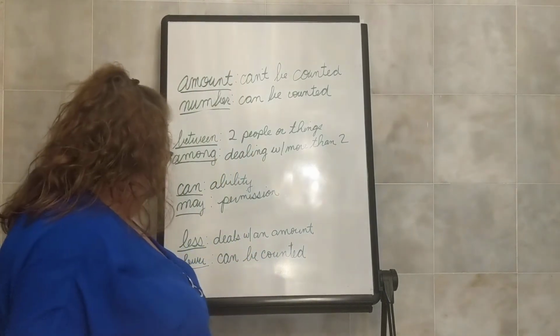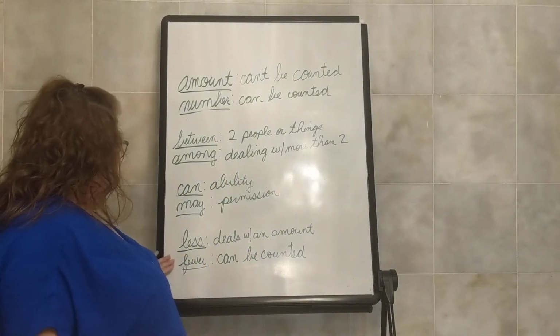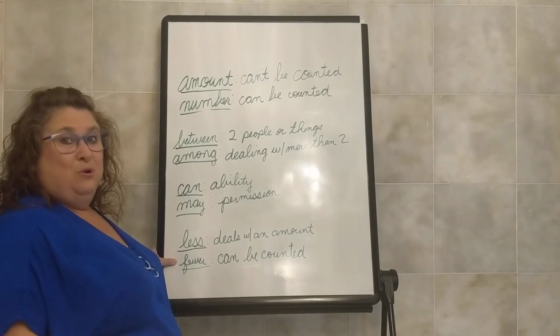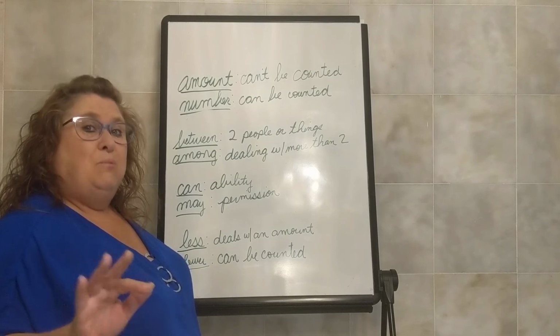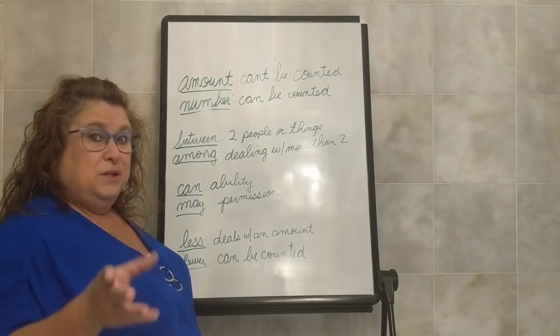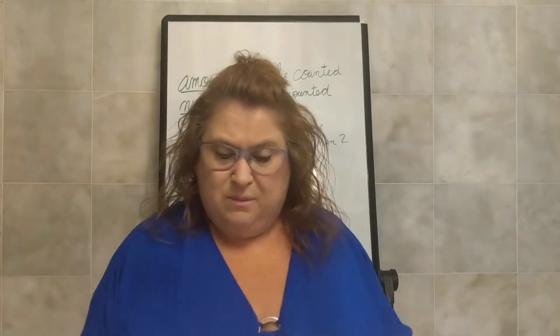So, number 1, the contest ended in a tie between Amy and Emily. We were talking about two people, so between is the correct word, so it would be correct. Number 2, less students tried out for the play this year than expected. Can we count students? Yes, we can count students. So if we count them, then we would not use less, but we would use fewer. Less and fewer are probably two of the sets of words that are used incorrectly. So fewer students, because most of us would say less, but it is fewer students.